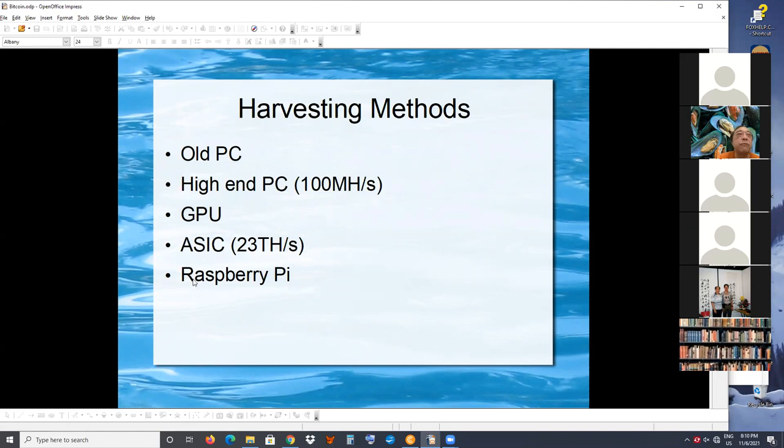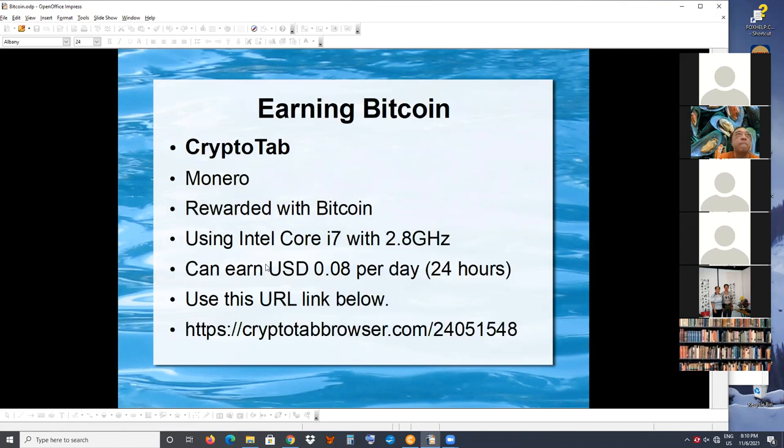Some people may want to consider Raspberry Pi. Raspberry Pi is very, very slow, but the energy consumption is also very little. But eventually, it still loses out to the ASIC. So Raspberry Pi is also not practical, and you also won't make money using Raspberry Pi.